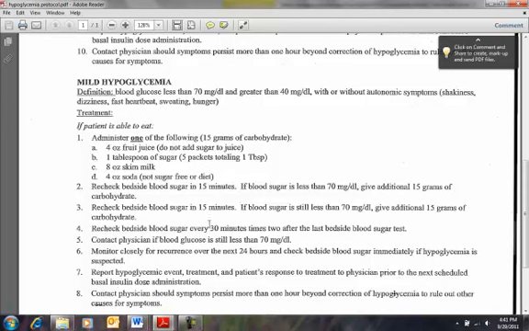From there, you're going to recheck their blood sugar every 30 minutes, twice, until they're definitely up above 70. If the blood sugar remains below 70, obviously you're going to call the physician. You're going to be watching their blood sugars carefully over the next day or so, and you are going to report this event to the physician prior to the next scheduled insulin dose.